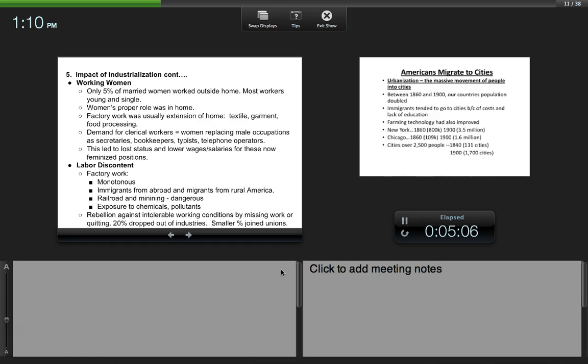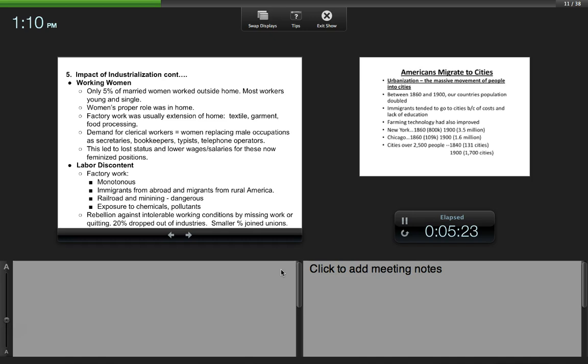All right. We know that we do get some working women. A lot of them end up right away in clerical positions, the idea of bookkeepers, secretaries, telephone operators, that kind of stuff. Few of them work in factories, but not very much.